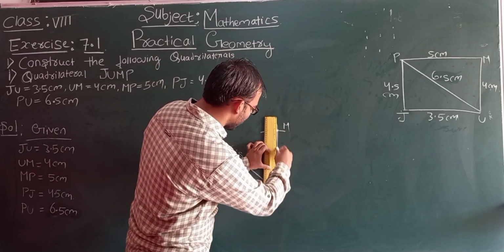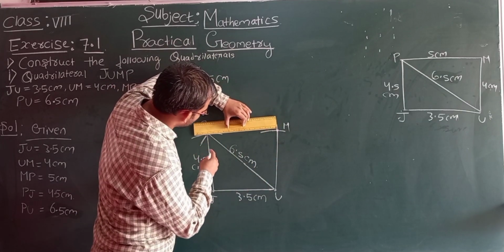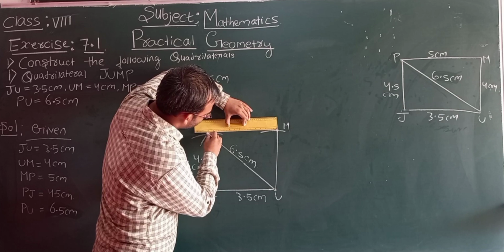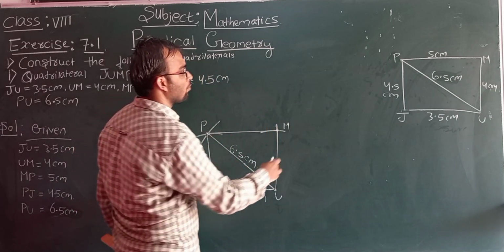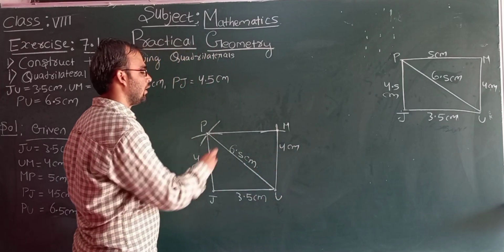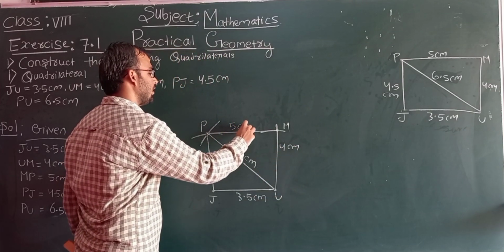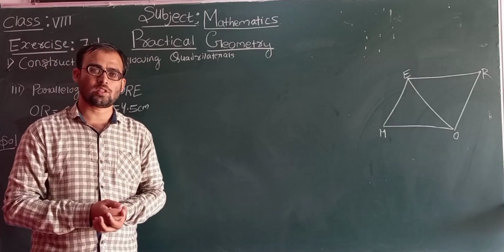Okay, so join PU, next UM. So PU is how much? 4 centimeter and UM is 5 centimeter. Okay, so this is our second problem. Students, let us solve the third question.